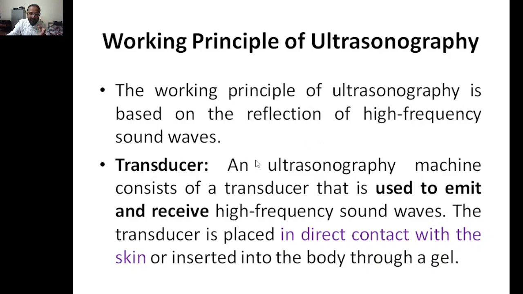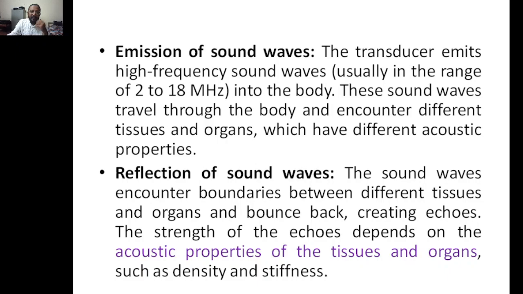The transducer is the device in the ultrasonographic machine that is used to emit and receive sound. For emitting and receiving you need a transducer, and here it is placed in direct contact with the skin or abdomen usually. There will be some gel they use for many purposes.